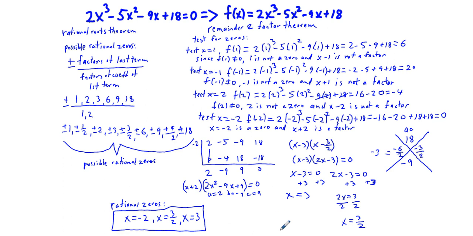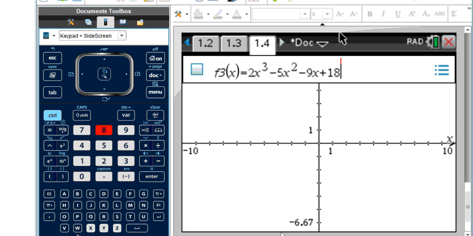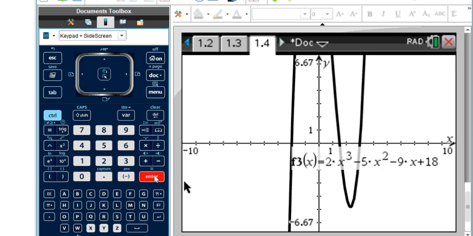And I'm going to lastly graphically analyze this. So I previously entered this function here in my TI-Inspire CX calculator. I press enter, and I hope you can see that the zeros are negative 2, and we have this one between x equals 1 and x equals 2. That's going to be 3 over 2. And we have also x equals 3.